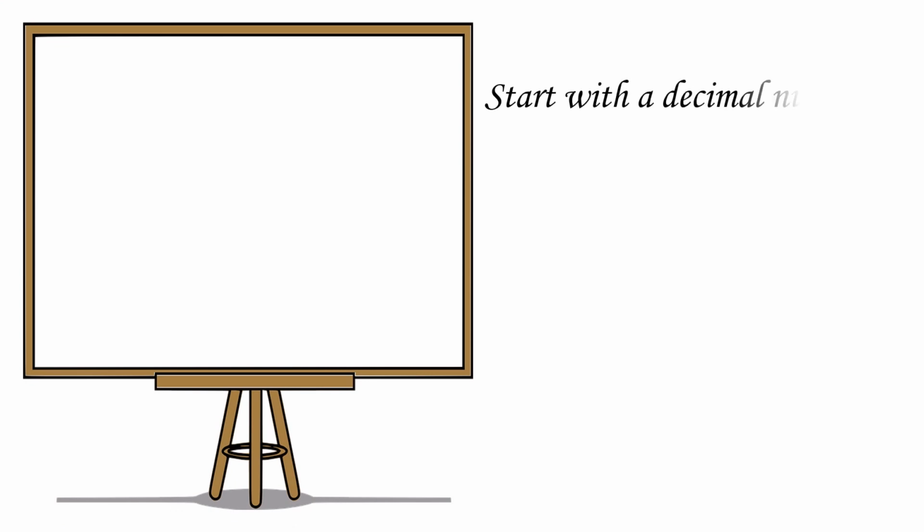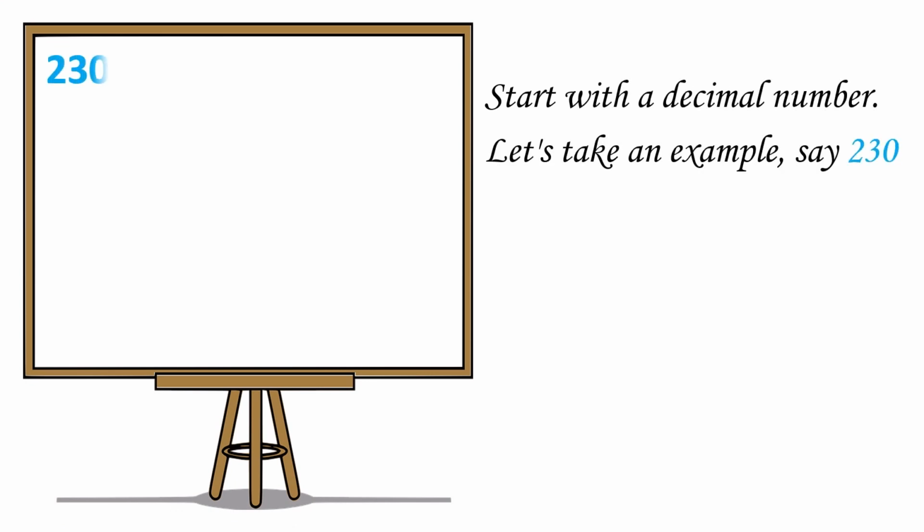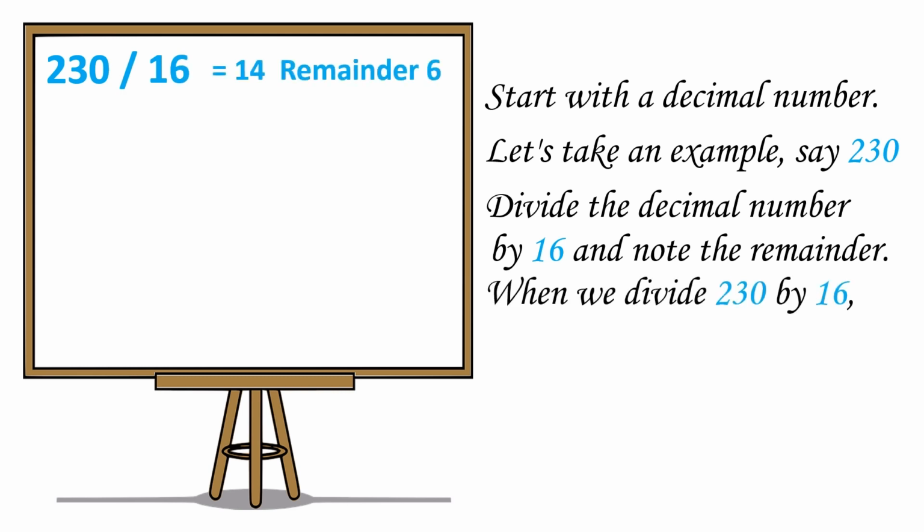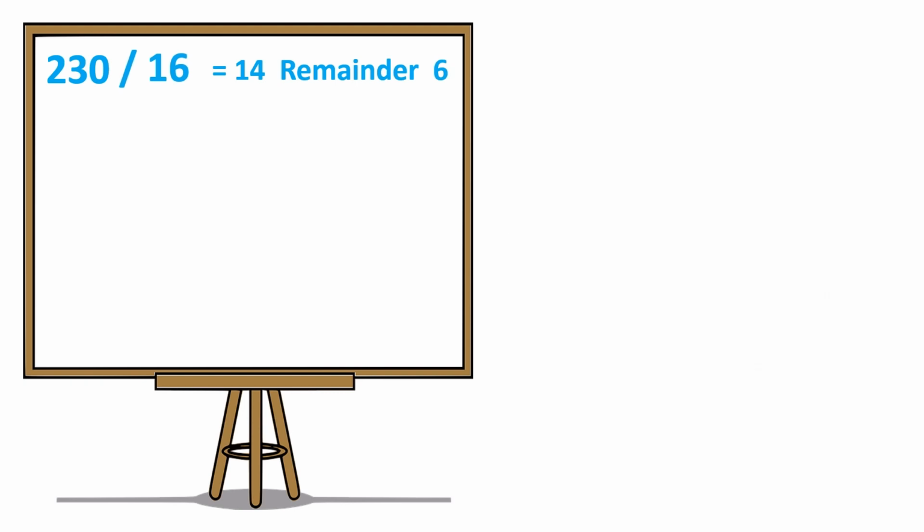Start with a decimal number. Let's take an example, say 230. Divide the decimal number by 16 and note the remainder. When we divide 230 by 16, we get a quotient of 14 and a remainder of 6.